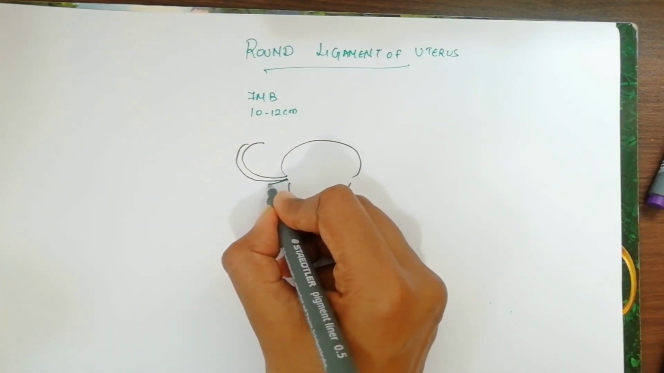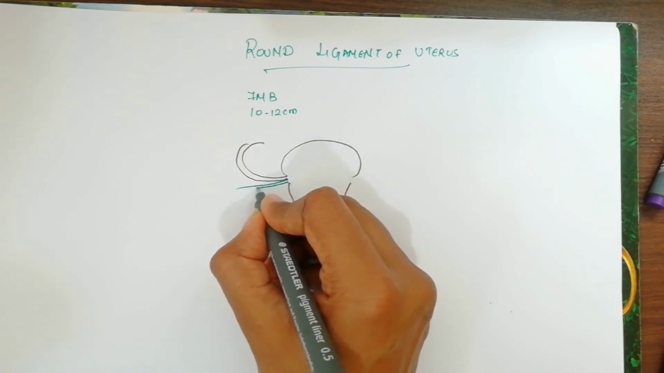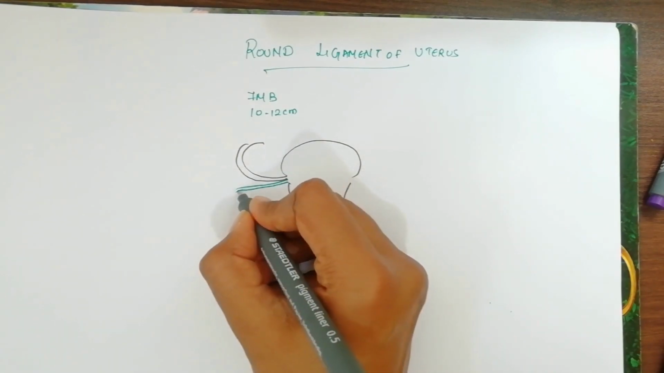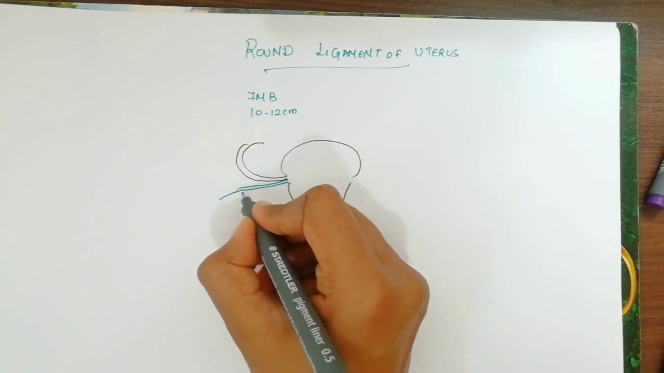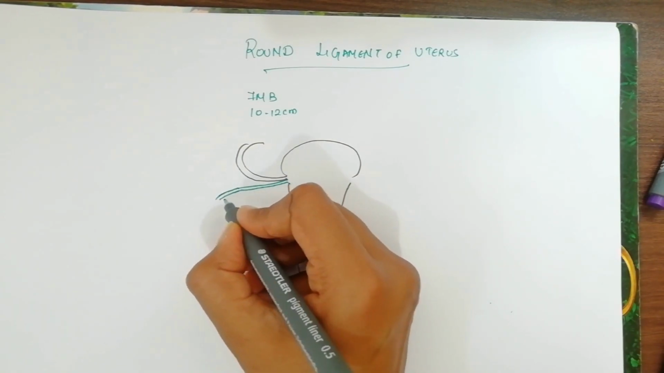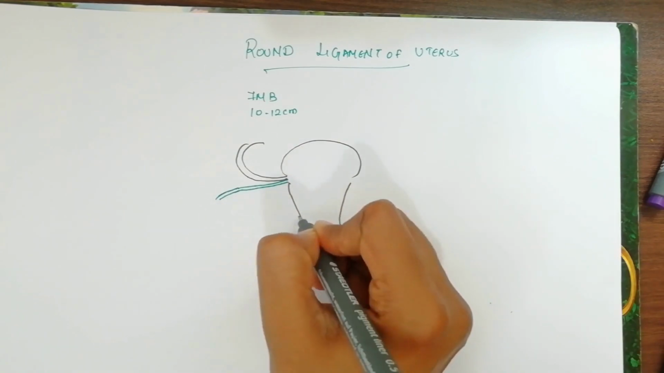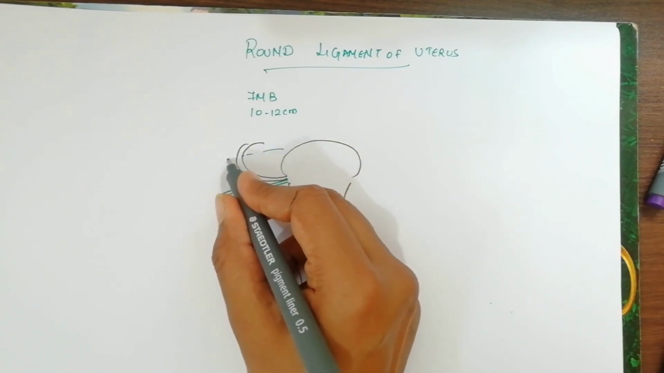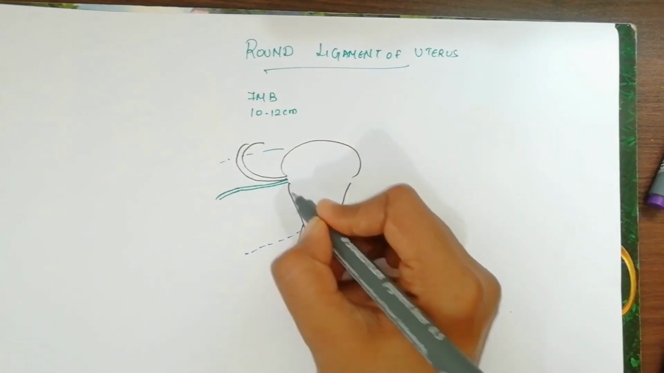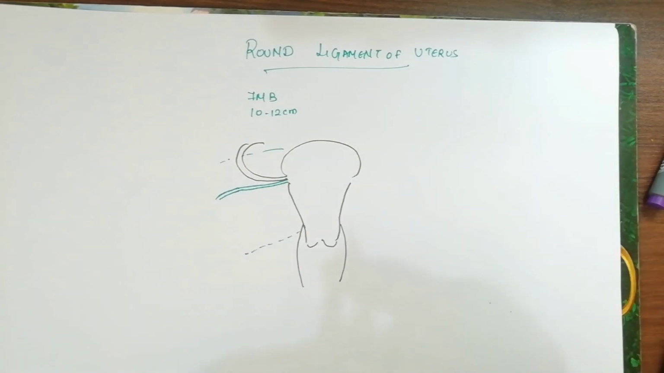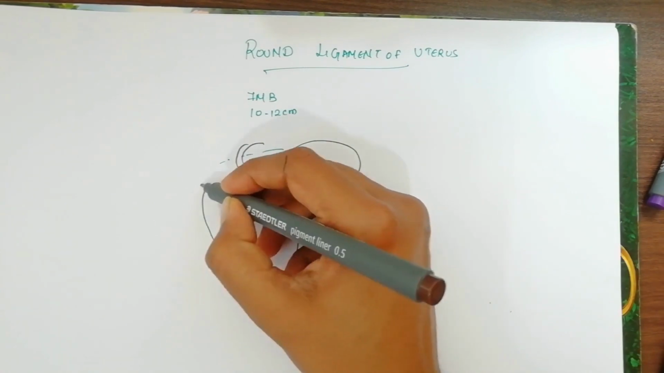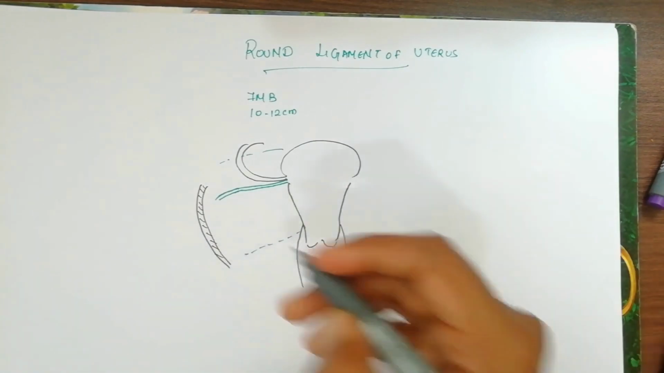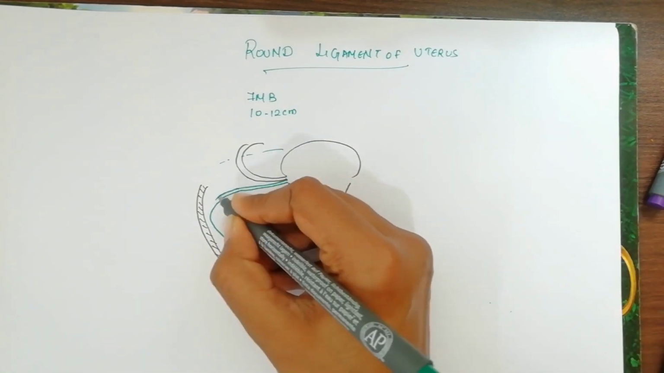this round ligament. This round ligament is taking its origin from the lateral wall or lateral angle of the uterus, and then it is going to pass forwards and laterally, and it is going to pass through the broad ligament. Here in the lateral border we have got the broad ligament placed. Through the broad ligament it is going to reach the lateral pelvic wall. So we have got the lateral pelvic wall over here. It is going to reach the lateral pelvic wall and cross it.